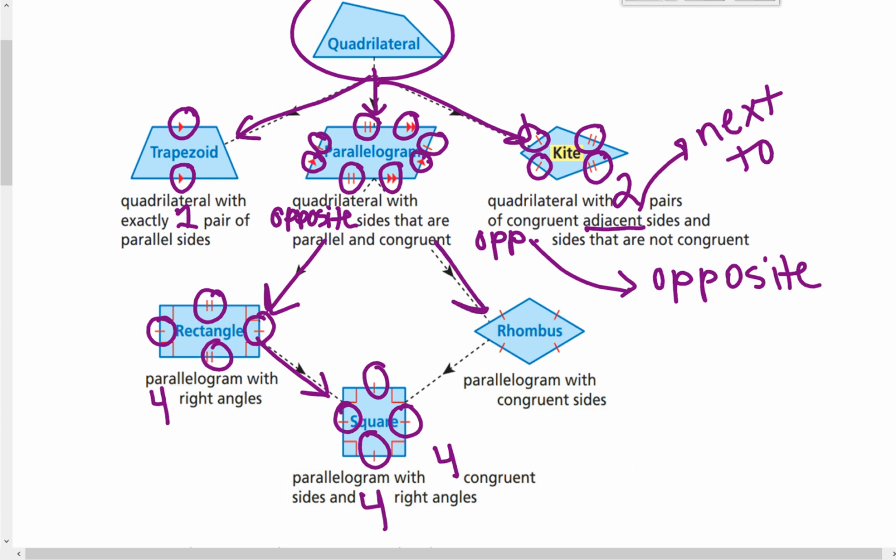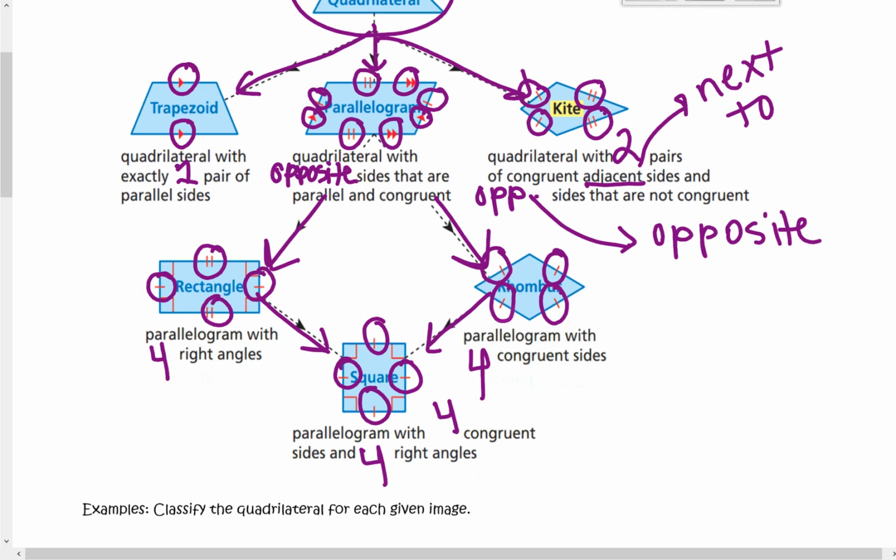Parallelogram can also be a rhombus. A rhombus is a parallelogram with 4 congruent sides. Okay, so this side is the same length as this side, which is the same length as this side, which is the same length as this side. Let's notice that these angles over here are not right angles. Okay, so that's what makes it different from a square. Knowing that a square is also a rhombus. Right, but using those most specific names.